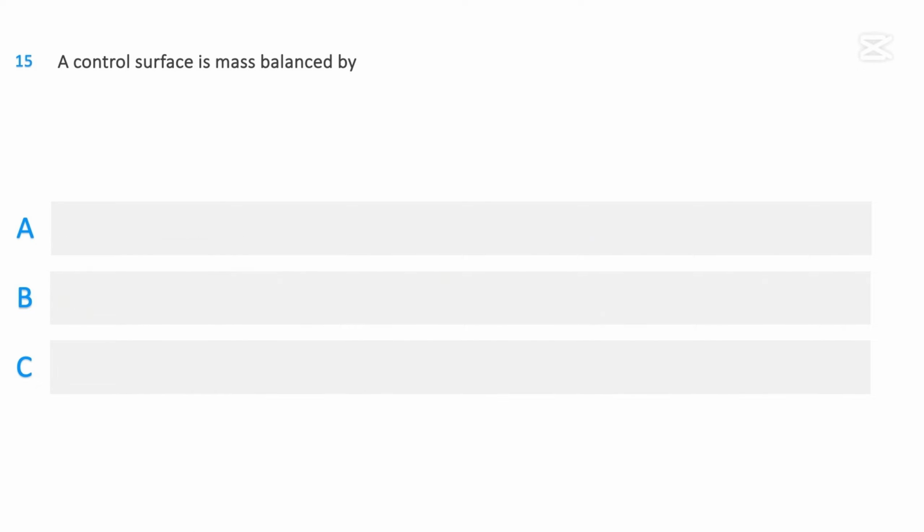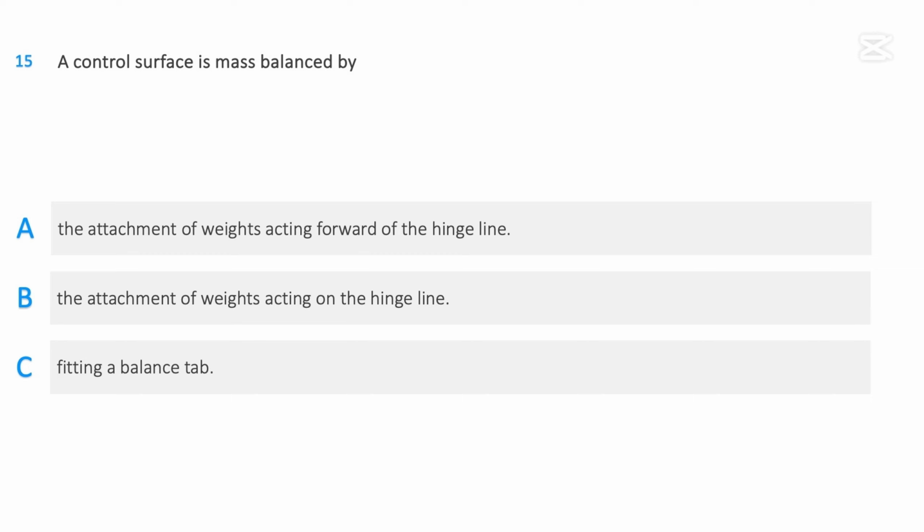A control surface is mass balanced by the attachment of weights acting forward of the hinge line. The attachment of weights acting on the hinge line. Fitting a balance tab. The correct answer is the attachment of weights acting forward of the hinge line.